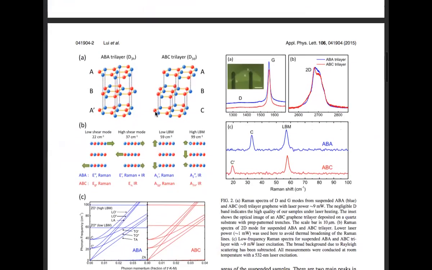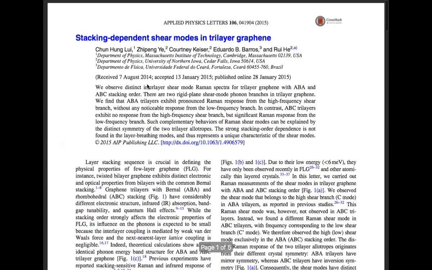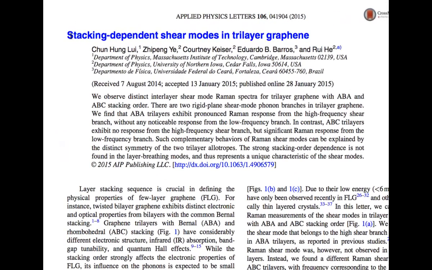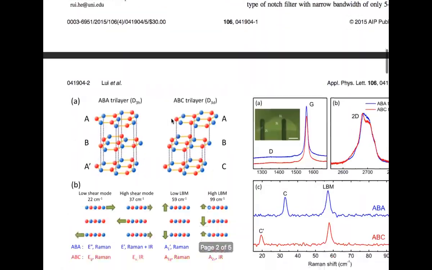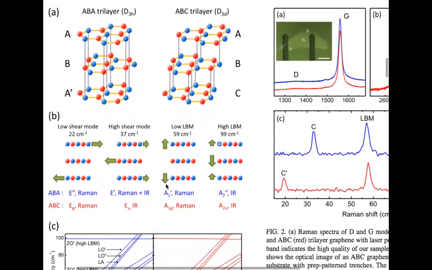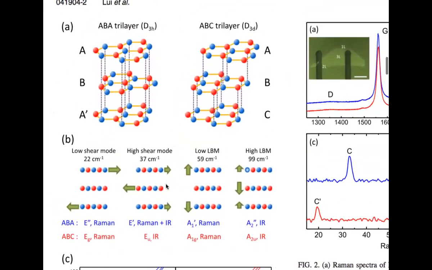First, let's go back to the paper that we considered last time. This is an APL paper that I published some years ago with Professor Ruihi, on the stacking dependent shear mode in trilayer graphene. Last time we already talked about this by using those cartoons, but we didn't really use the group theory. So today we're going to consider the Raman selection rules by using the group theory.